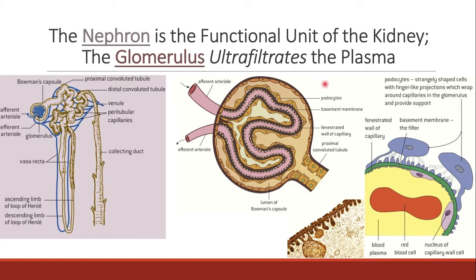So ultrafiltration is just filtering stuff from your blood by size. So anything that's small enough to fit past these little windows is allowed to go into Bowman's capsule. Anything too big, red blood cells and proteins, they stay in the blood. Okay? So that's ultrafiltration, and that's what the glomerulus and Bowman's capsule do together.